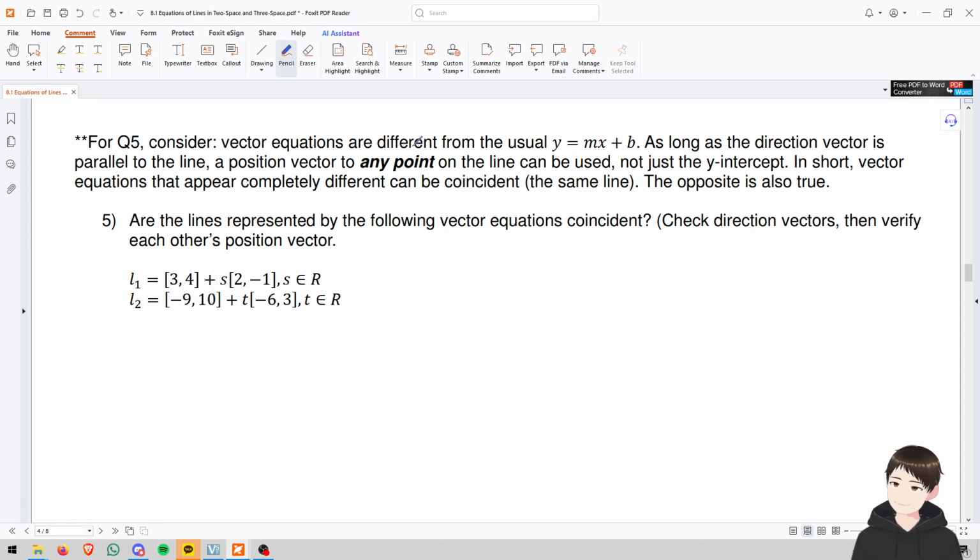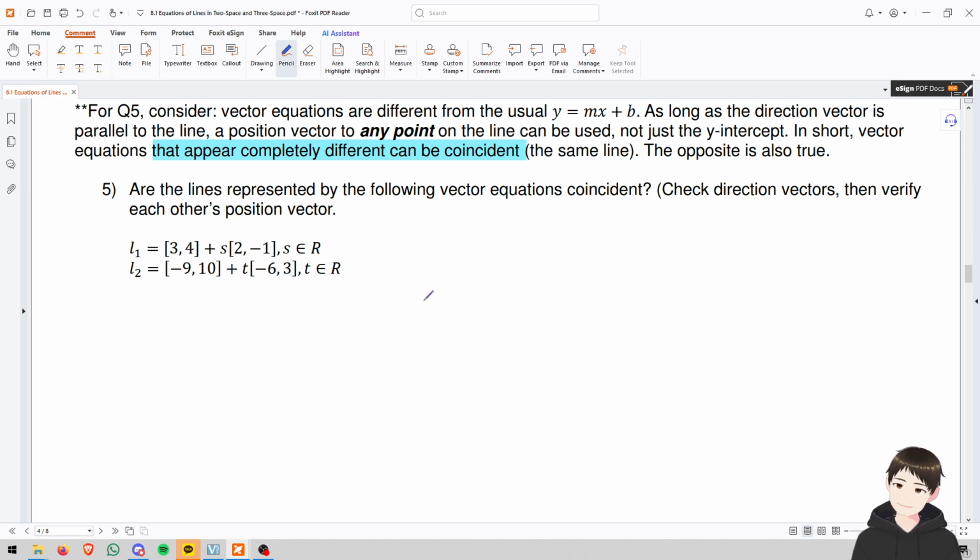Consider vector equations are a little different from the usual mx plus b. As long as the direction vector is parallel to the line, a position vector for any point can be used. By that I mean, hey, remember? As long as I get to the line, I don't care what my position vector is. In short, vector equations can appear completely different and still be coincident. And the opposite is also true. Even if they look very similar, they could be completely different. Okay, so let's try it.